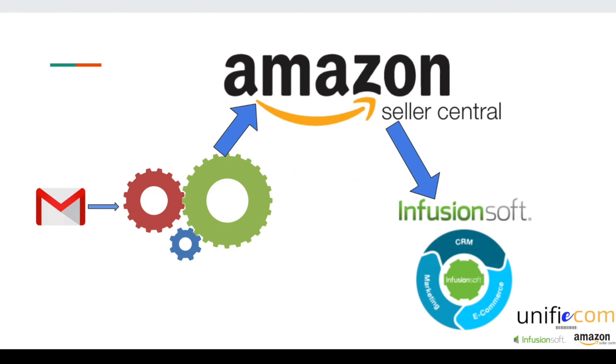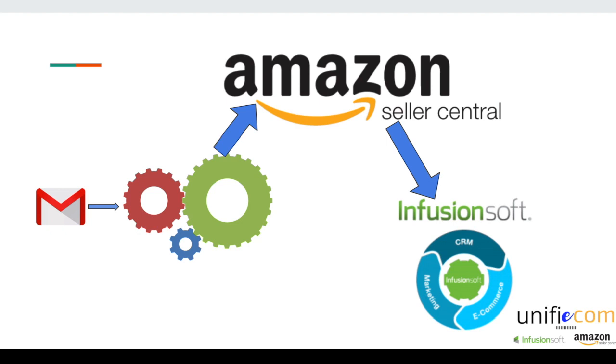So how the system works is, the first step is to have the strategies to capture the real email IDs. Once we have the real email IDs, we connect to the Amazon systems to get their order information and all the data related to that, and then we update that into the Infusionsoft system.